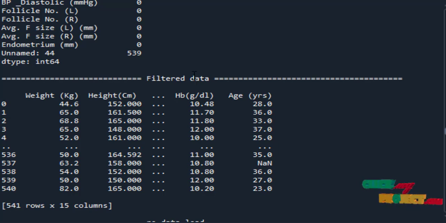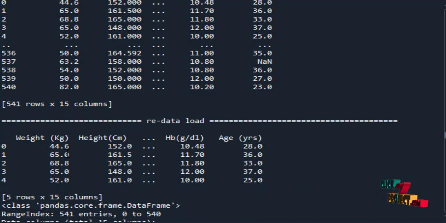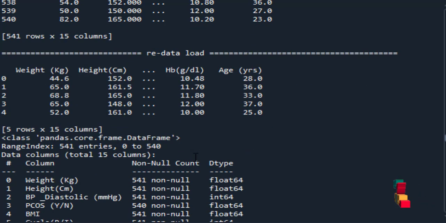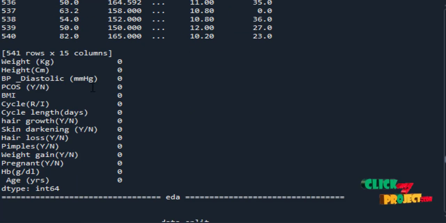Also here we have filtered the data. We don't want that many columns, so we have filtered some of the columns and reloaded the data. These are the data in the dataset, columns like weight, height, HB and all. There are 15 columns. We have displayed the first 5 rows of the dataset. After that, pre-processing is done here. Pre-processing is replacing the null value. There was one missing value in the PCOS column, so we have replaced that value with a 0.